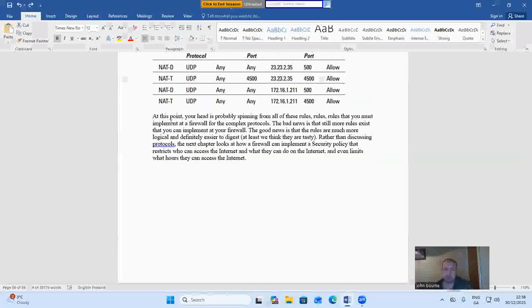The bad news is that still more rules exist than you can implement at your firewall. The good news is that the rules are much more logical and definitely easier to digest. At least we think they are tasty. Rather than discussing protocols, the next chapter looks at how a firewall can implement a security policy that restricts who can access the internet and what they can do on the internet, and even limits what hours they can access the internet.